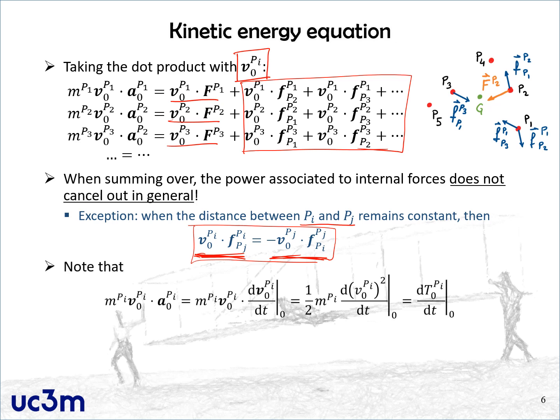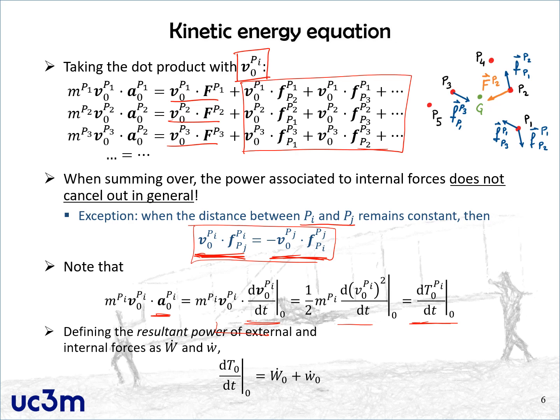Regarding the left-hand sides, for each of them, we can replace the acceleration with the derivative of the velocity, as you see here. And by introducing the dot product into the derivative, we can write that as the kinetic energy of each of the individual particles. So when we sum over, what we have is the equation of the kinetic energy, the total kinetic energy of our system. Here we have called capital W dot the power exerted by the external forces, and lowercase w the power associated to the internal forces.